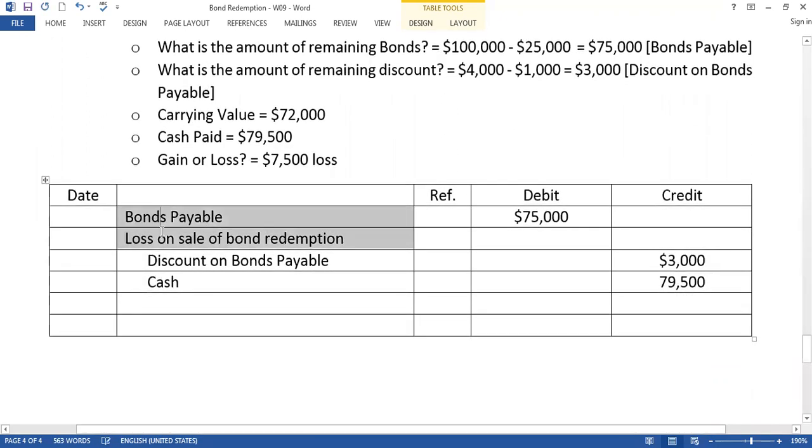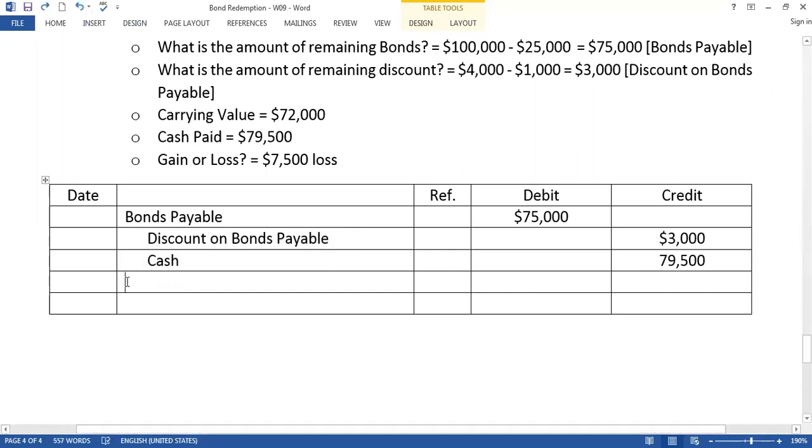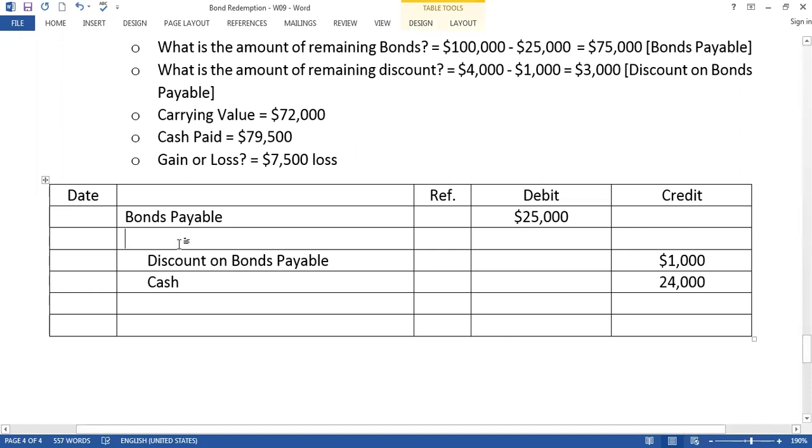So try to understand: first we write debits, then we write credits. Maybe some student will do this: write bonds payable debit, then credit, then again write loss debit. If you do that, I will deduct 50%. Clear? First you have to write debit, then credit. The actual entry is here: loss on sale of bond redemption, and the loss is 7,500.